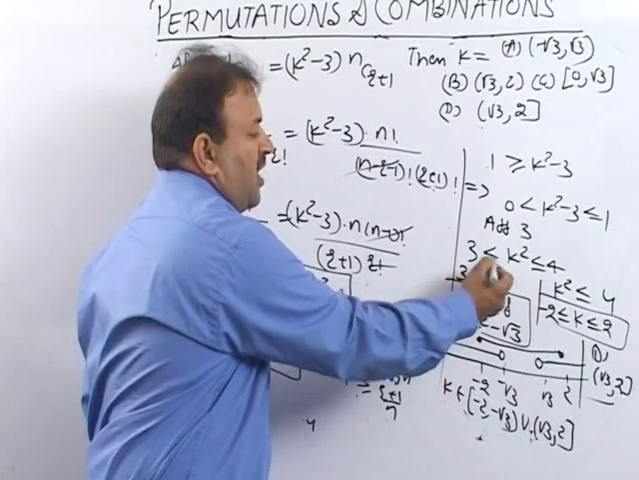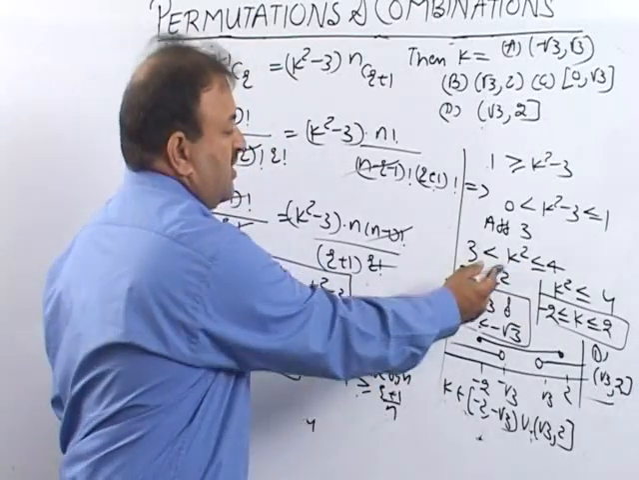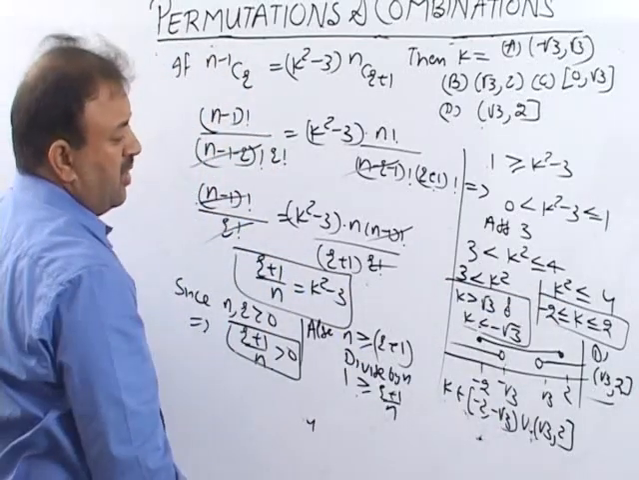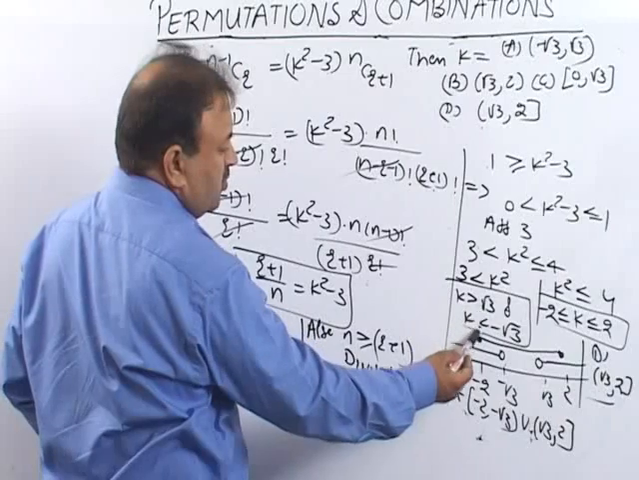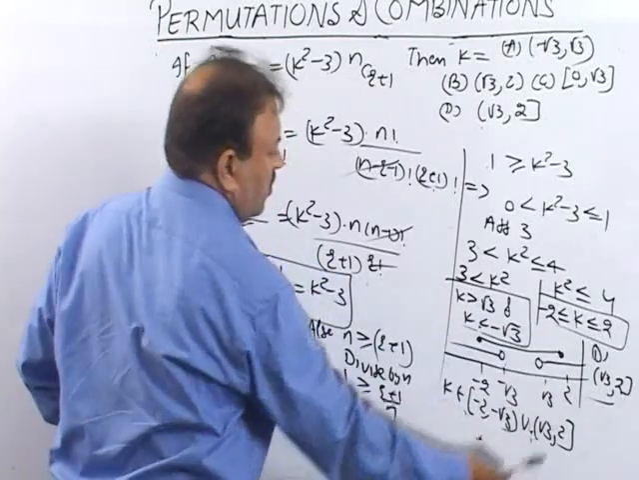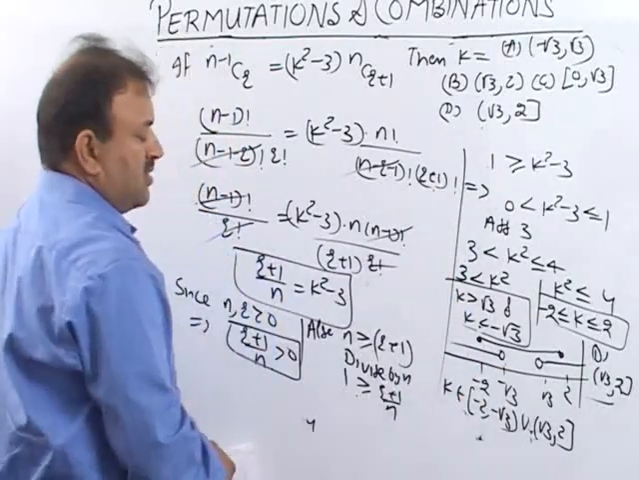Add 3, k square lies between 3 and 4. First we take k square is greater than 3. Here we take k square is less than or equal to 4. Here k is greater than or equal to root 3, k less than minus root 3. Here k lies between minus 2 and 2. Combining, we got D part as our combined answer.